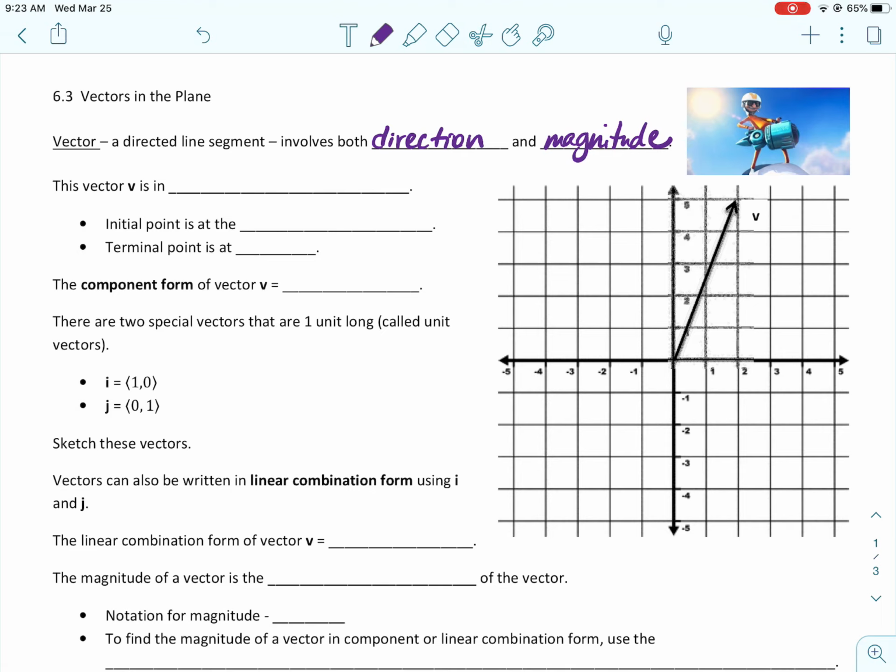And when a vector is in standard form, the initial point is at the origin. So where this vector begins is at the origin. A vector does not have to be in standard form. It could be shifted anywhere on the coordinate plane, but when a vector has the initial point at the origin, it's considered standard form. This particular vector has the terminal point at (2, 5).